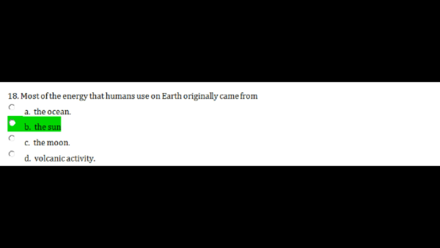Number 18 says that most of the energy that humans use on Earth originally came from. Who did everything originally come from? That's the hint. Originally came from the sun. Did you know that it takes 8 minutes for the light from the sun to reach our eyes? So that means 8 minutes ago, the sun was shining. And whenever we finally see it, it's 8 minutes later. It takes 8 minutes to travel the speed of light and to go 93 million miles.